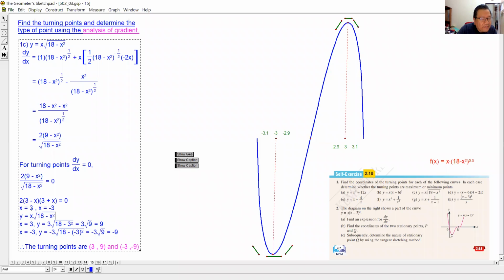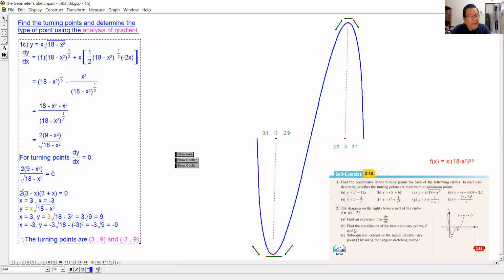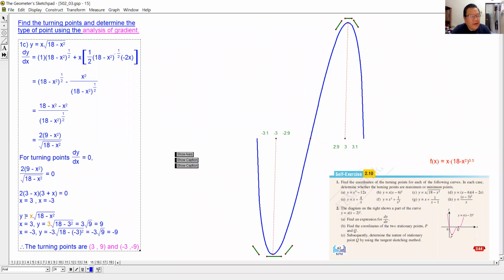This x equals 3. I substitute inside the y. So here this 3 is actually from the x. This 3 is actually from the x here. So I substitute inside the y to find the y coordinate of the turning point. What I get from here is the x coordinate of the turning point.